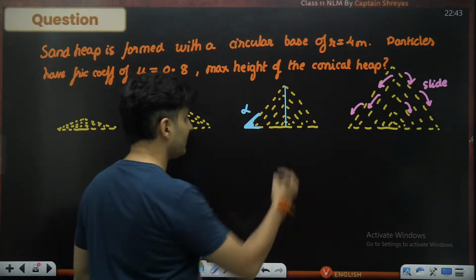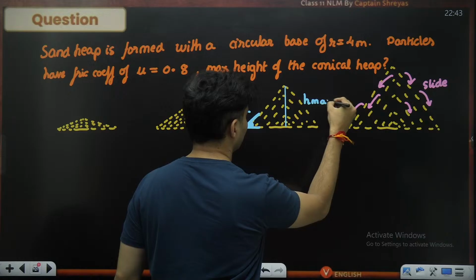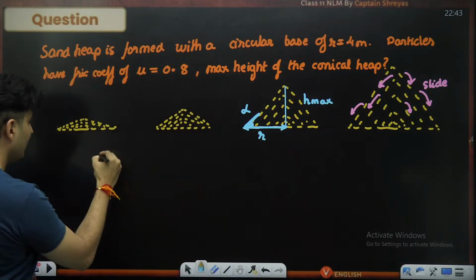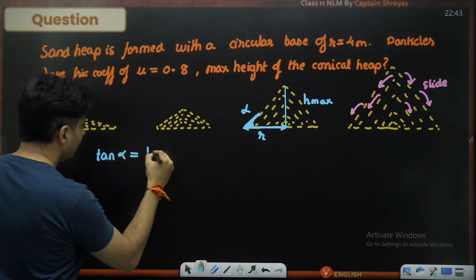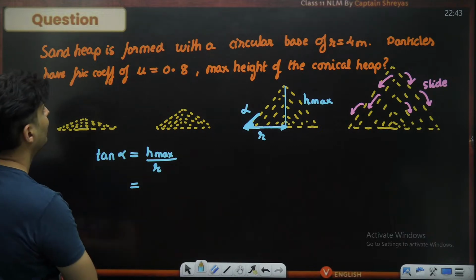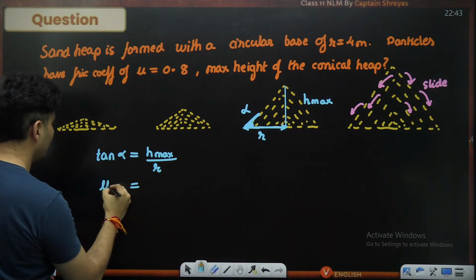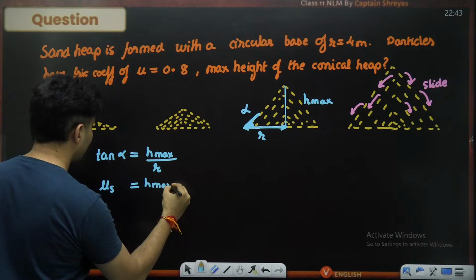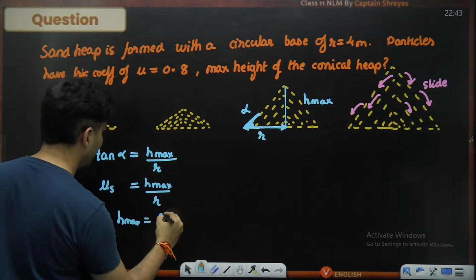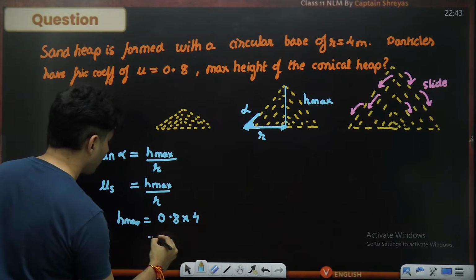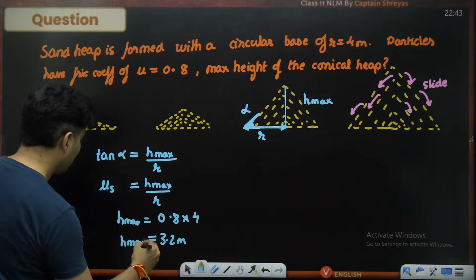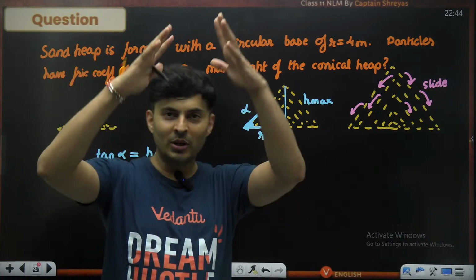So this is the maximum height, of course, and this distance is your radius, and we can see that tan of alpha is the maximum height by that fixed radius. Tan of alpha I know is basically mu s, so that is h max by r. So therefore h max will be mu s times r. Mu s is 0.8, radius is 4, 8 4s are 32, so 3.2 meters. So you can't build that heap more than 3.2 meters. Anything more, it will begin to slide.